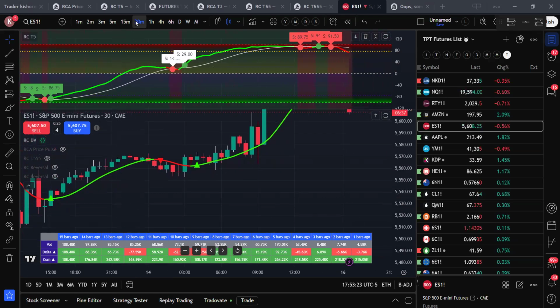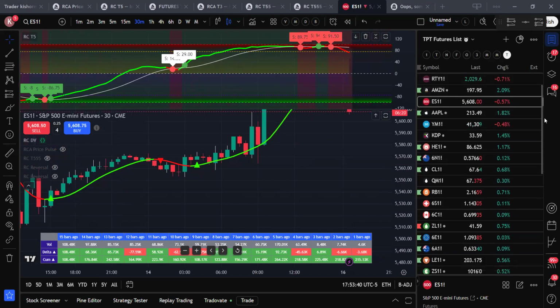Right? So better you watch it in the 30 minutes. If your delta is green and also increasing, your trend should be bullish, and you have to look for mainly the buy signals. Let us take some examples, like copper.